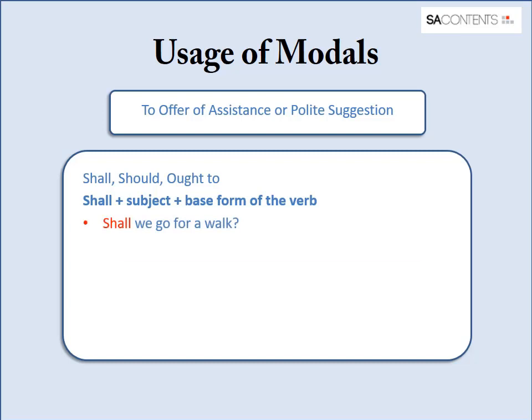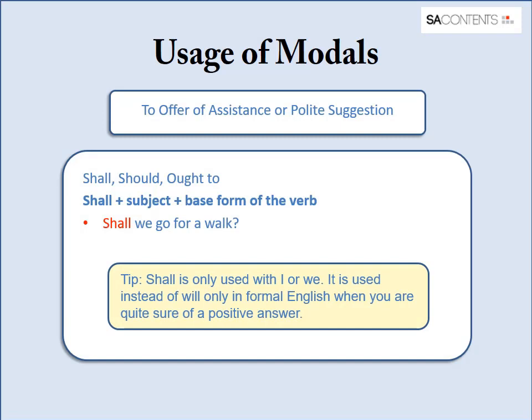Shall is only used with I or we. It is used instead of will only in formal English when you are quite sure of a positive answer. Always keep this tip in your mind.